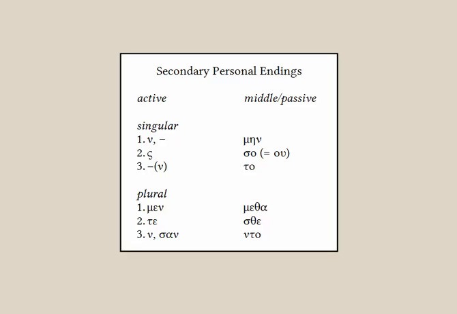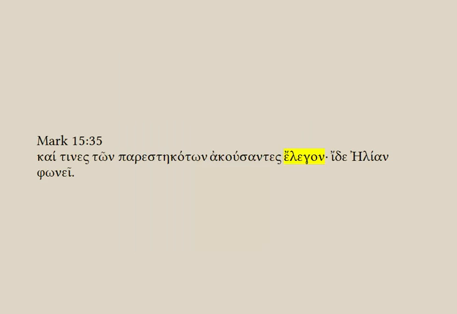So let's now apply this to a few examples in some passages. Once again, I invite you to pause the video and see if you can recognize the verb's tense form, person, number, and voice, and also take a stab at getting back to the lemma. So see what you can do with elegon.